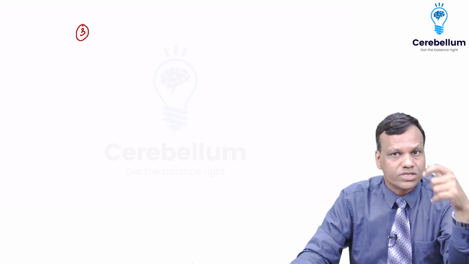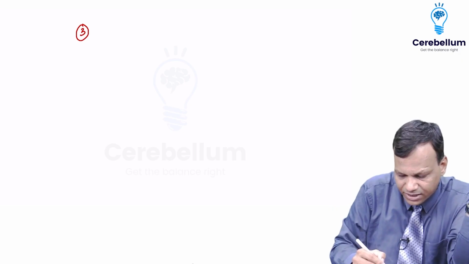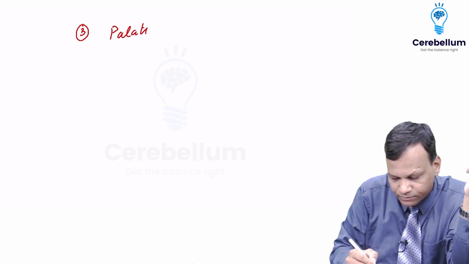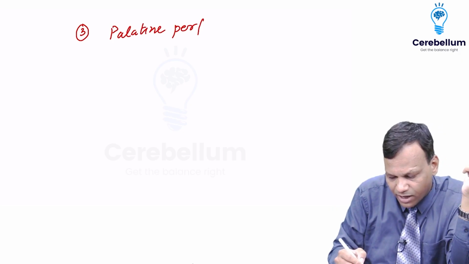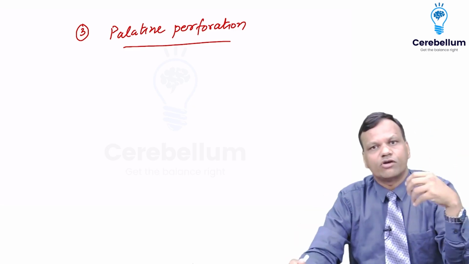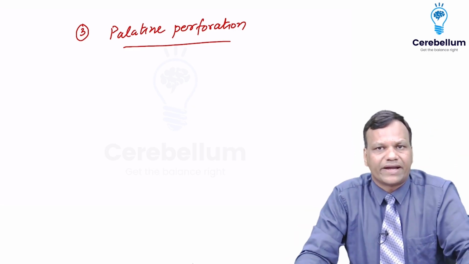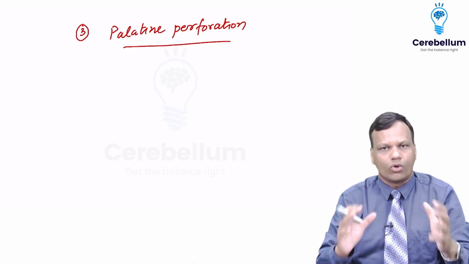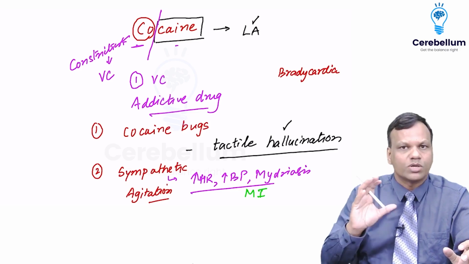So if there is continuous ischemia for a long time, that can result in palatine perforation. So that is another important MCQ asked. In which addiction of which drug can result in palatine perforation? So it is cocaine. Okay, so three important MCQs about cocaine.